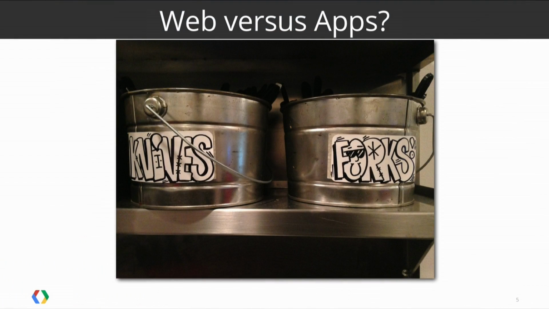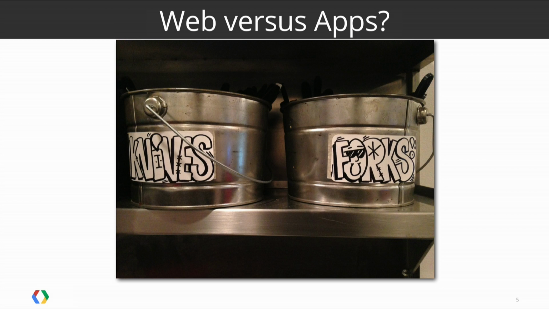But let's start with something else. Who here prefers knives to forks? Okay, who prefers forks to knives? Wow, there are a lot of people who like forks here. So who prefers the web to native apps? What about native apps to the web? It's a little more even here.